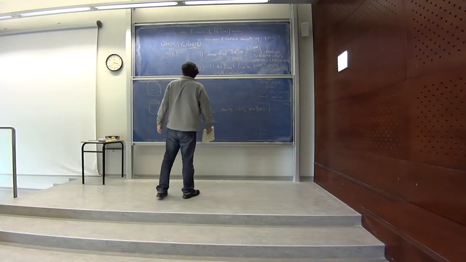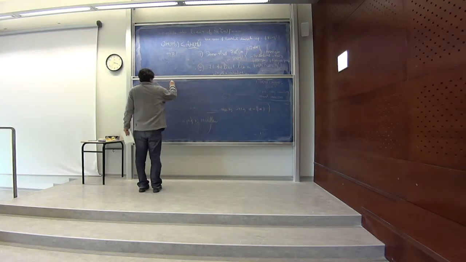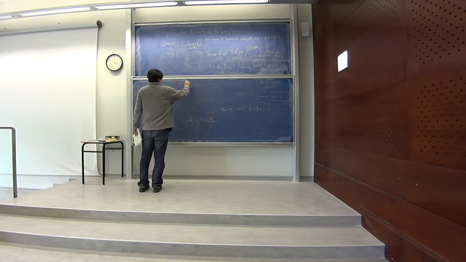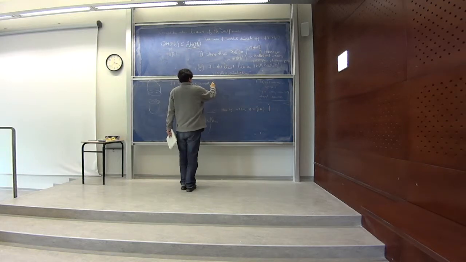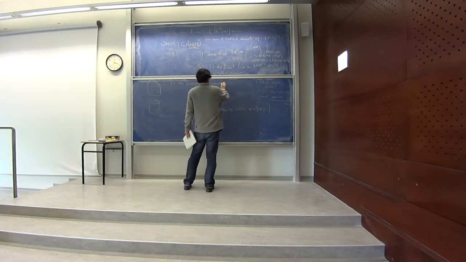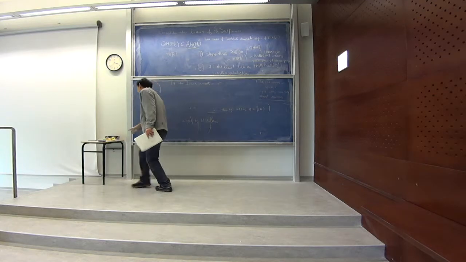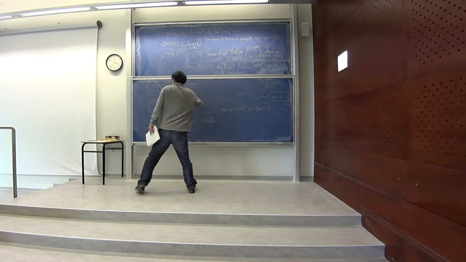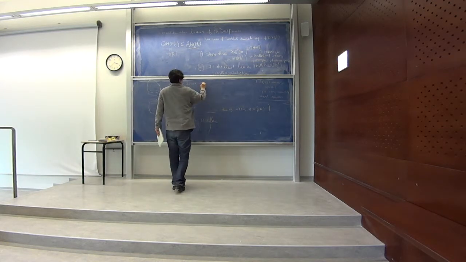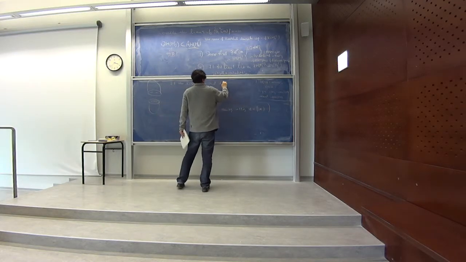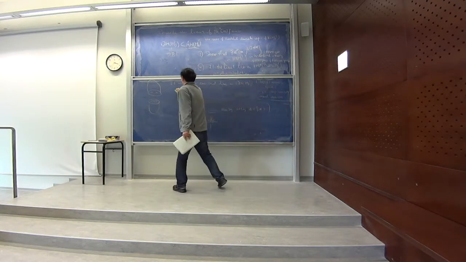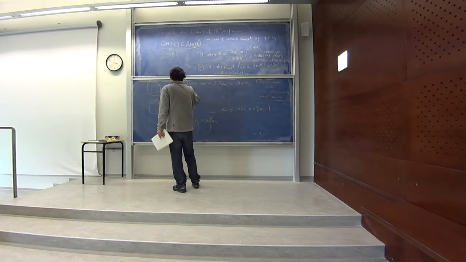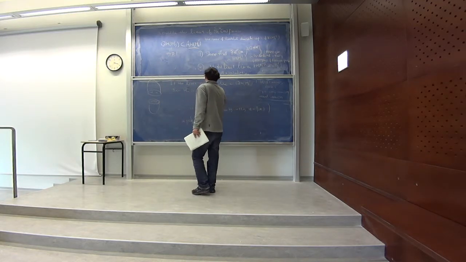H minus is not quasi-Fuchsian. So if the limit is not convex, does not lie in QH of M R1, then H minus is not quasi-Fuchsian.